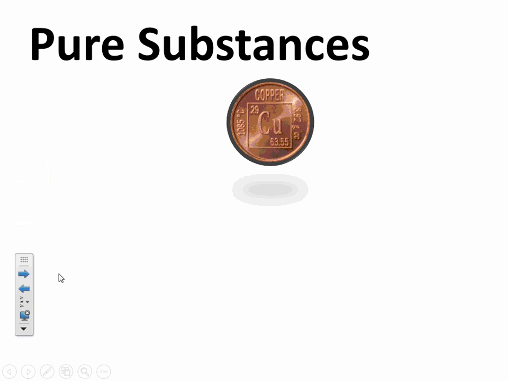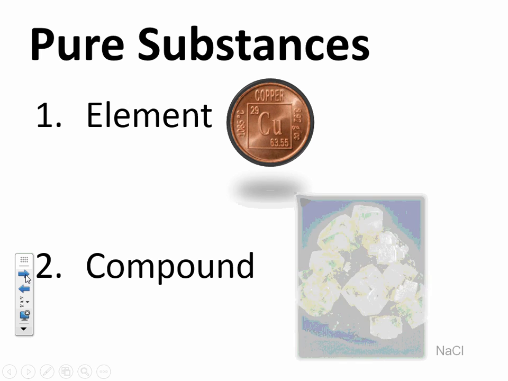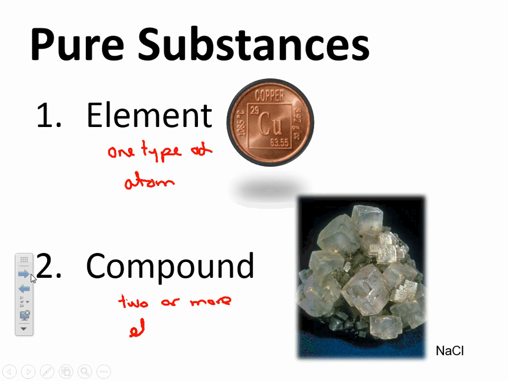We have pure substances. Pure substances are of 2 types. They can be elements, or it can be a compound. If you have an element, I have an example of copper, it's going to be on the periodic table, and it's just one type of atom. If you have a compound, it's two or more elements combined chemically. So I have another picture of NaCl there.